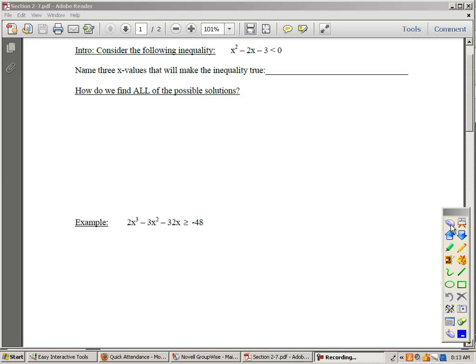Welcome to section 2.7. We're doing nonlinear inequalities. This is a brand new section for us. This is not something we've seen in Algebra 2. So I want to start off with this idea of this intro.